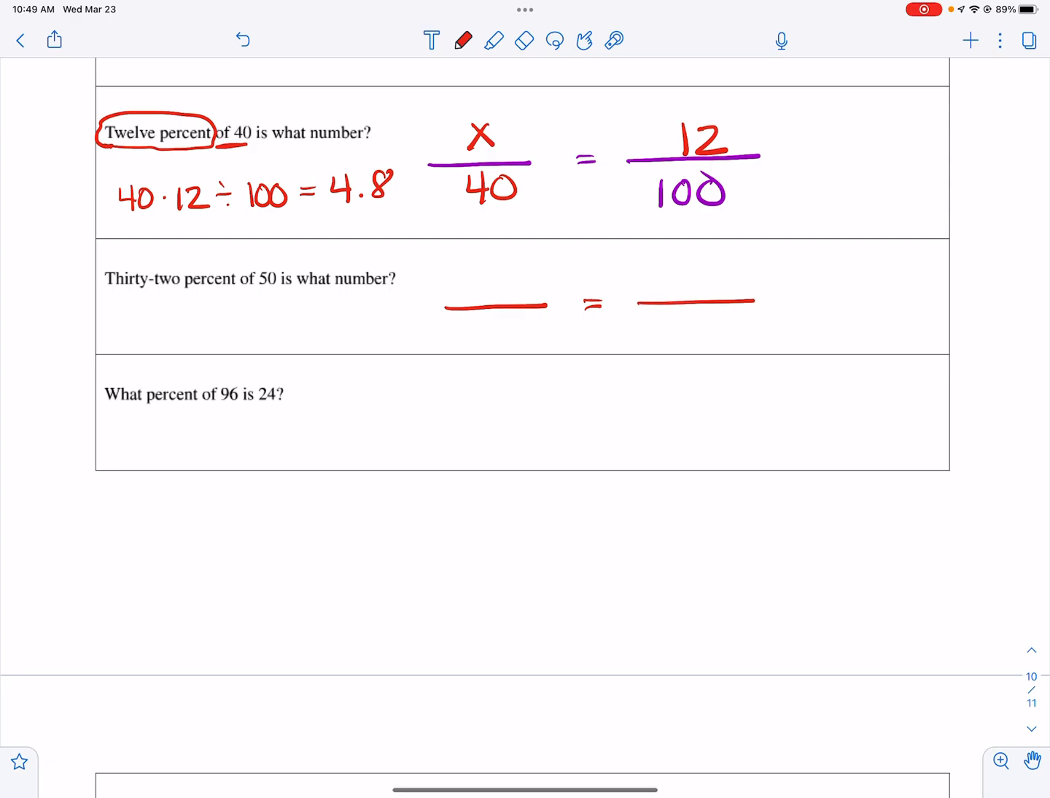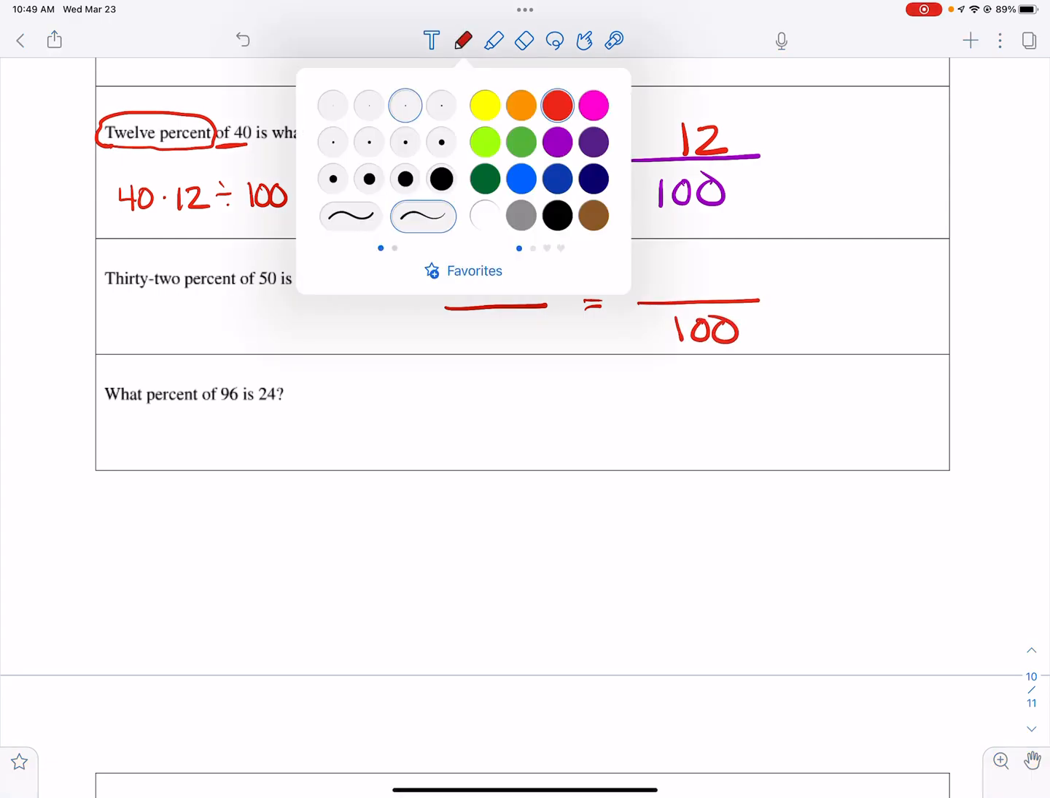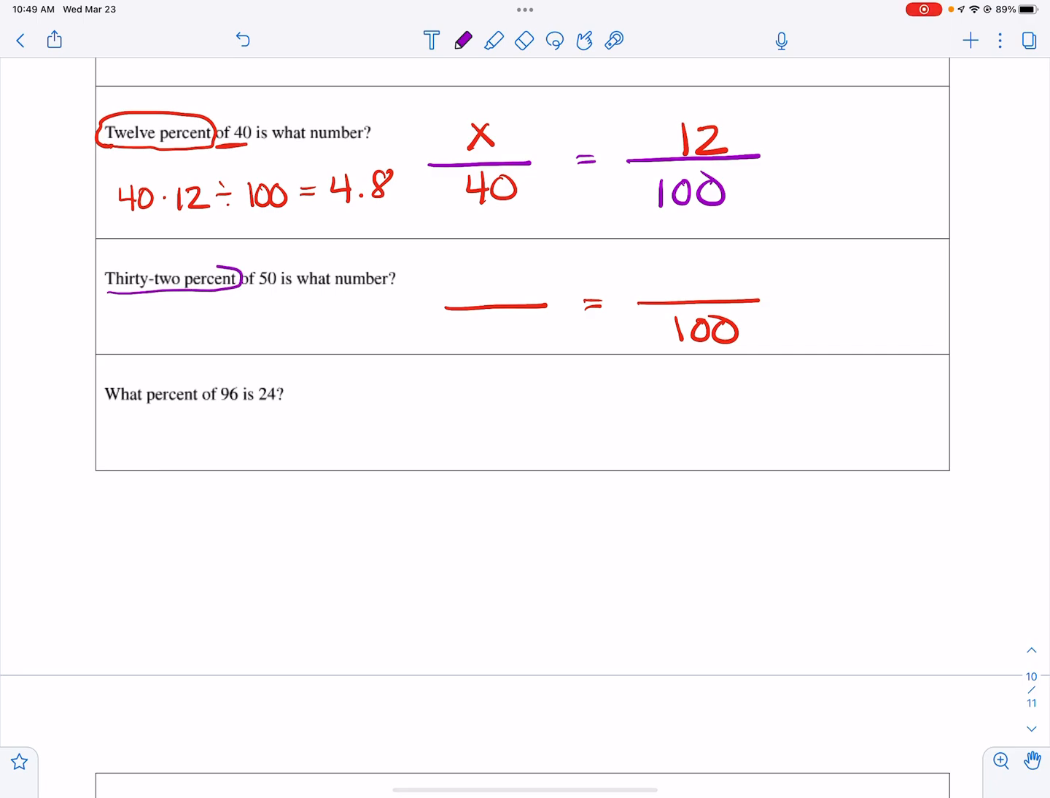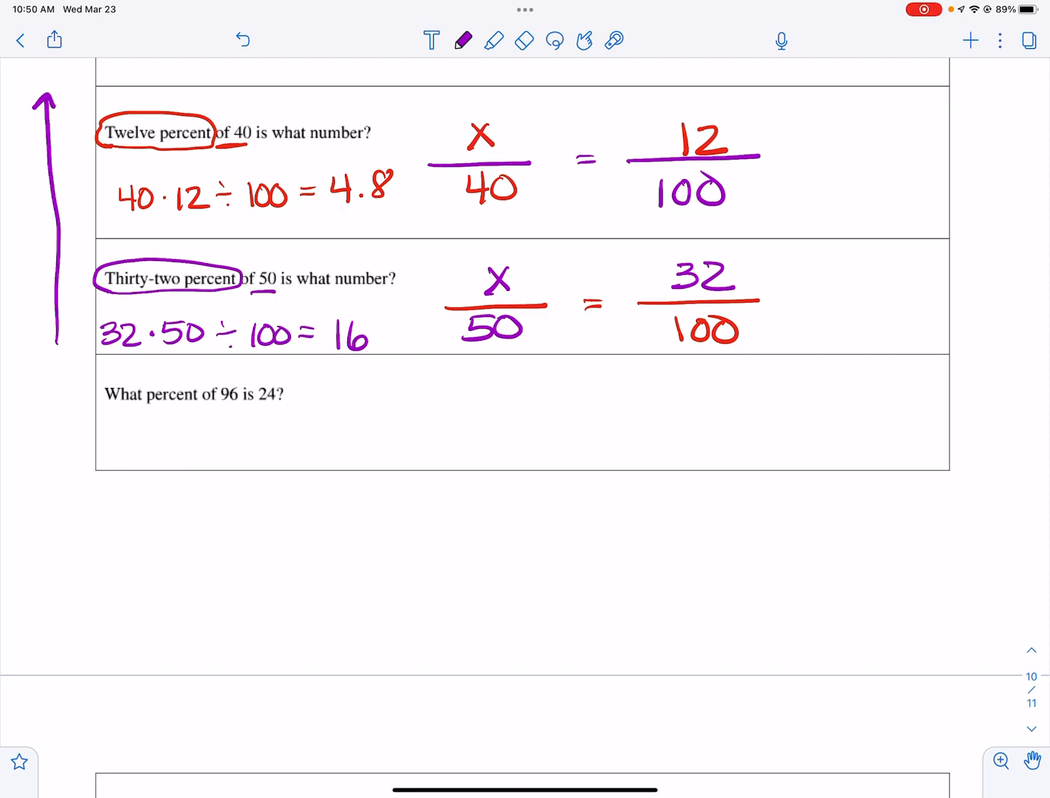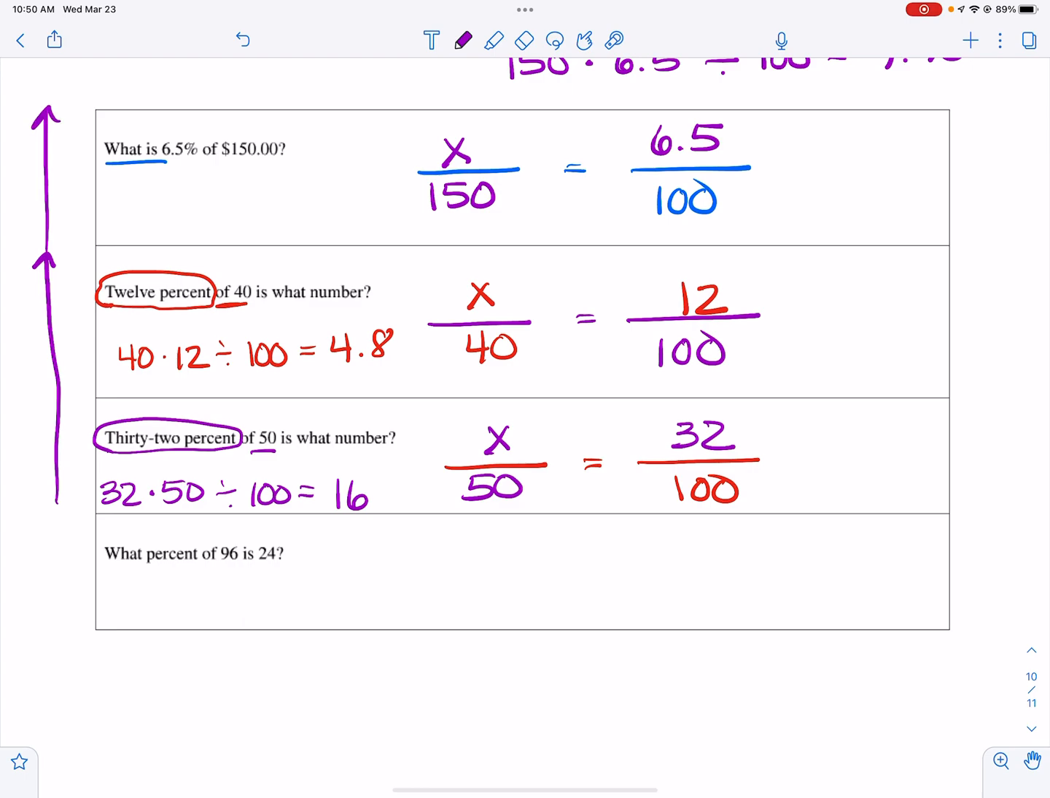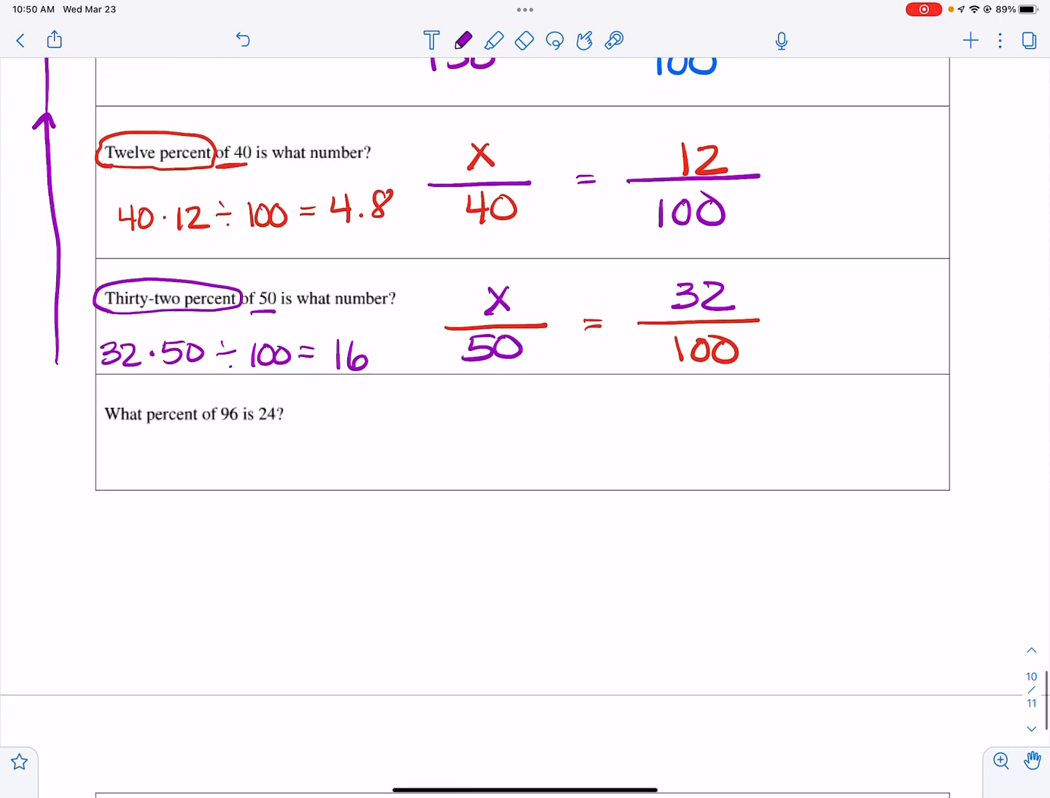Blank equals blank over 100. And now I have 32%. That goes here, of 50 is what number? So 32 times 50 divided by 100 gives me 16. So all these problems so far have been missing the part, okay? So now we're going to start missing the percent, okay?